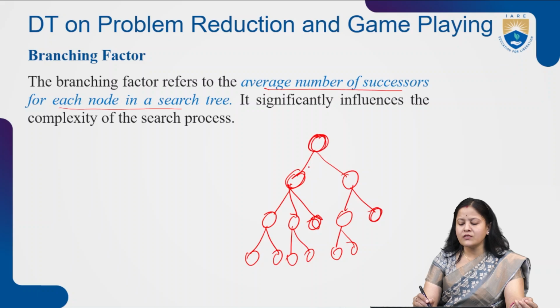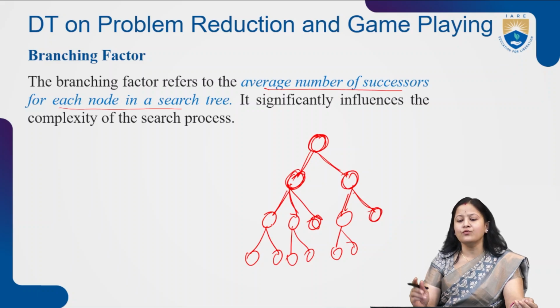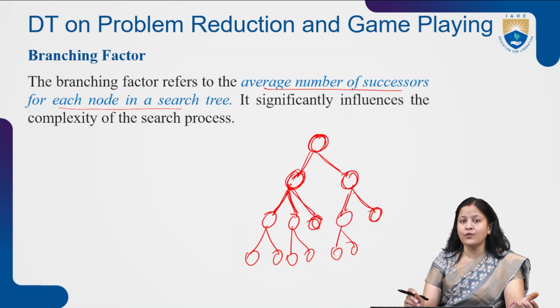For this node, if you consider, there are 2 children. For this node, there are 3 children. For this node, there are 2 children. So on average, everybody is having 2 children, but here it is 3 children. So this is called the branching factor. The branching factor refers to the average number of successors for each node in a search tree. And the complexity of the search tree, and how much time it takes to search the complete search tree, depends upon the branching factor of the node.